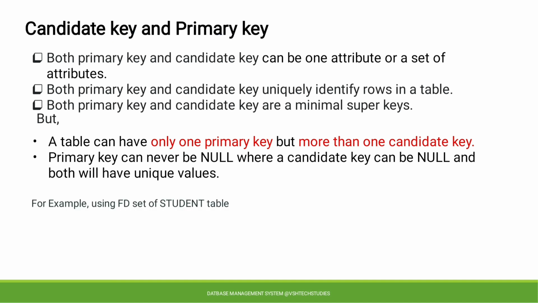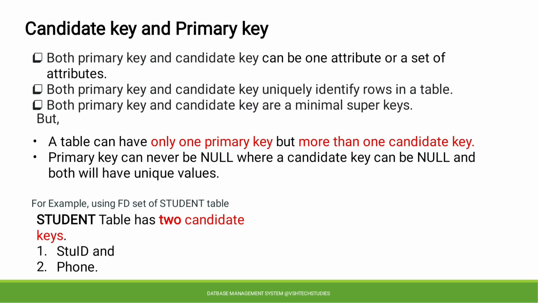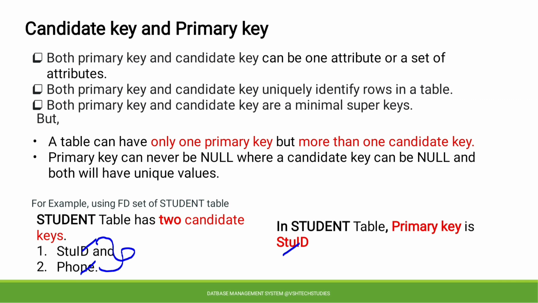So for the student table taken, there are two candidate keys, student ID and phone. Out of these two candidate keys, student ID is chosen as primary key. Choosing primary key is done by the database administrator who looks after the database. Here phone attribute also has the potential to become primary key, but out of these two, student ID is chosen as primary key because every student has ID. Students will be given university seat number. So every student has got ID. But every student may not have phone number.